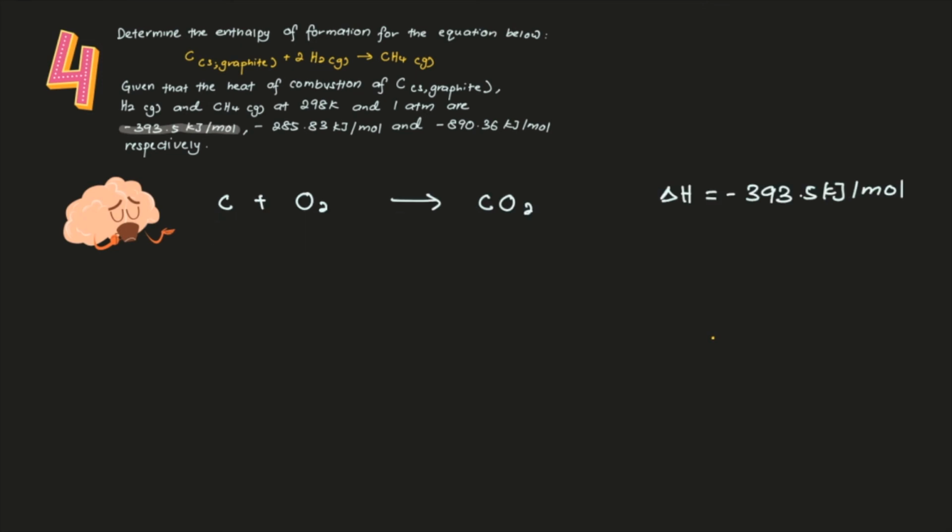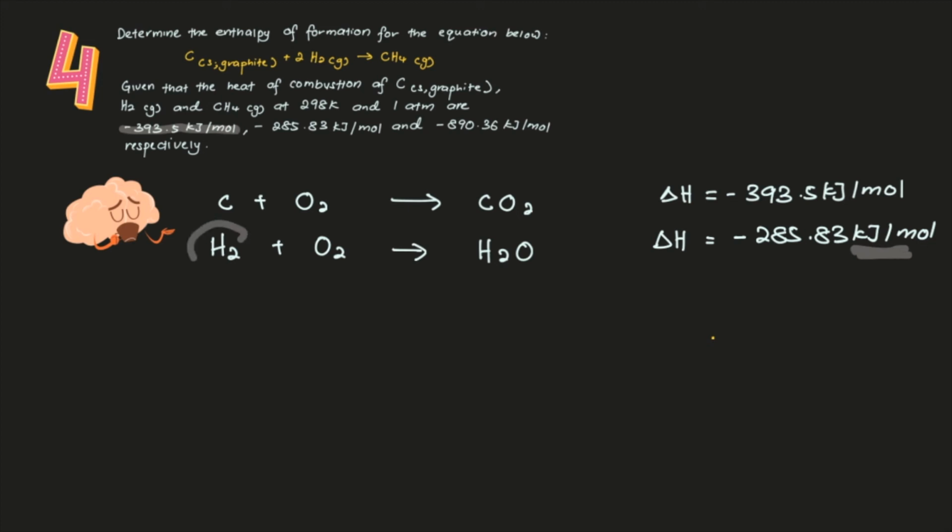Next is hydrogen. Same drill: hydrogen shall react with oxygen to produce water with the delta H of negative 285.83 kilojoule per mole. Bear in mind that the unit is in kilojoule per mole. Since we are looking at the hydrogen, do not change the number of mole of hydrogen. So if you were to balance out this equation, you need to try to balance using other things.